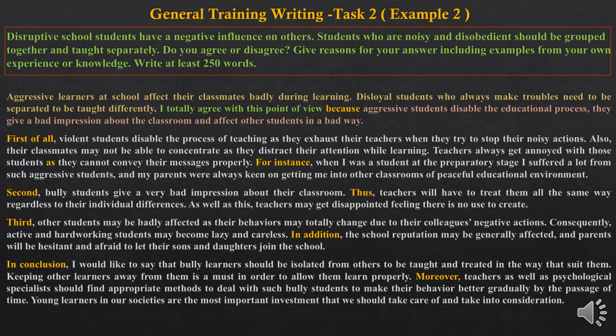Here is another example of General Training Writing, Task 2, for writing an essay. The task says, disruptive school students have a negative influence on others. Students who are noisy and disobedient should be grouped together and taught separately. Do you agree or disagree? Give reasons for your answer, including examples from your own experience or knowledge. Write at least 250 words.